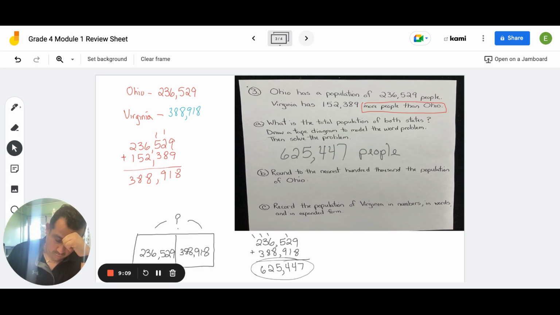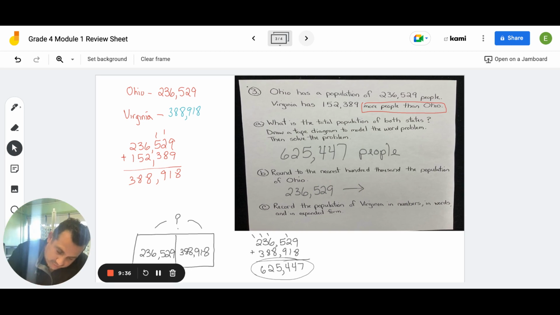Now it's saying round to the nearest 100,000, the population of Ohio. The population of Ohio is over here. Well, we know Ohio. Ohio they gave us. All right. So what is 236,529? I'm rounding it to the nearest 100,000.